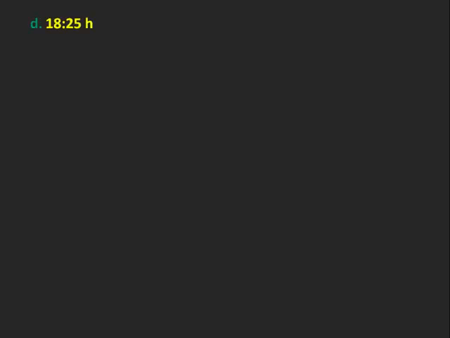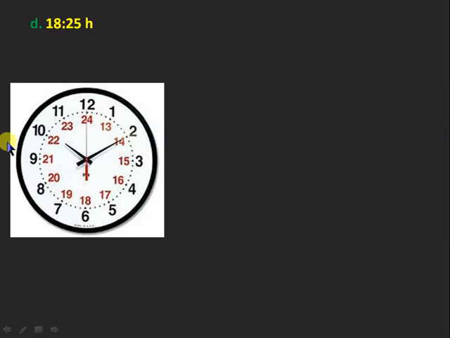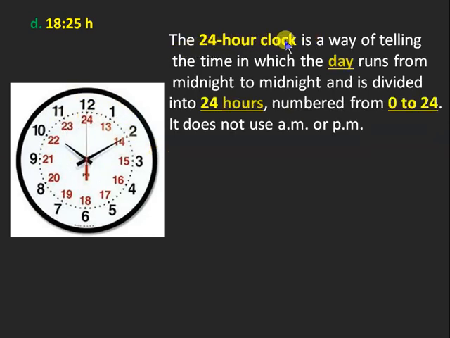This is digital time and 24-hour clock. First I will introduce the 24-hour clock here. This is the 24-hour clock. Okay. Remember, the 24-hour clock is a way of telling the time in which the day runs from midnight.